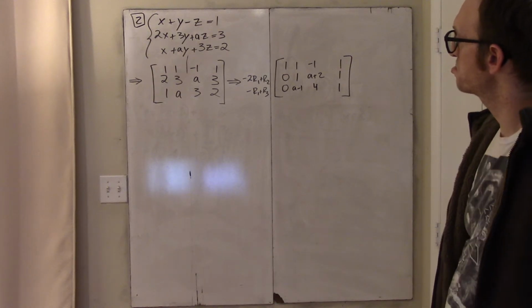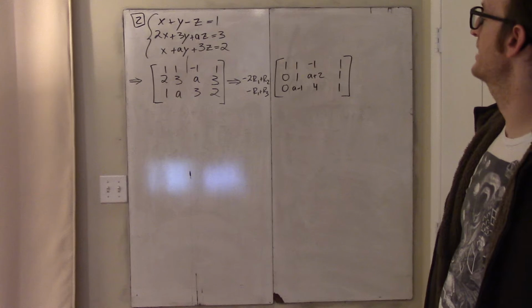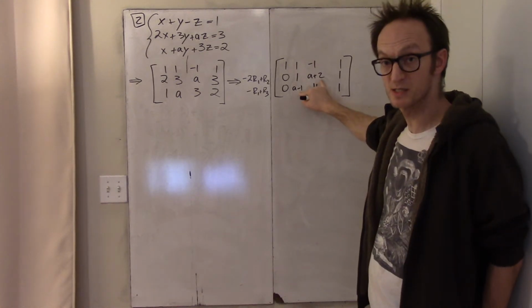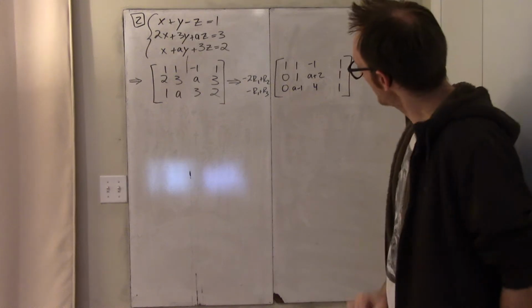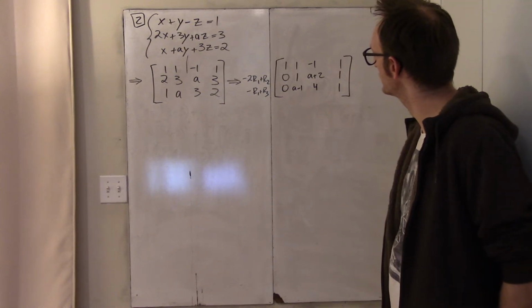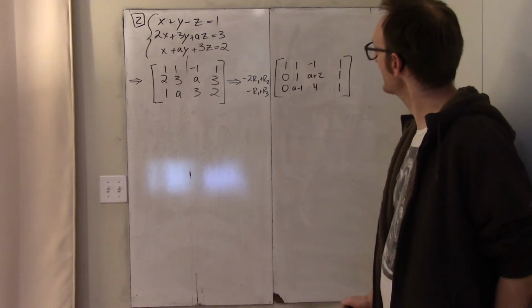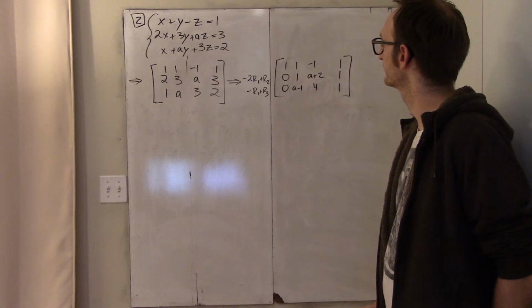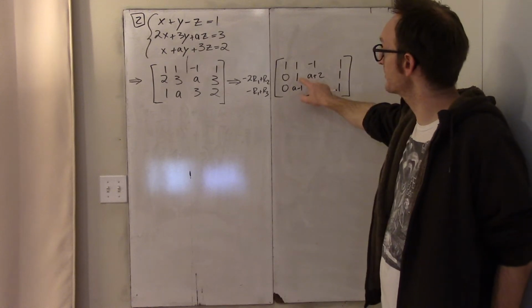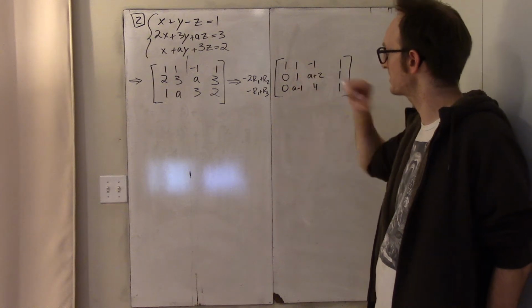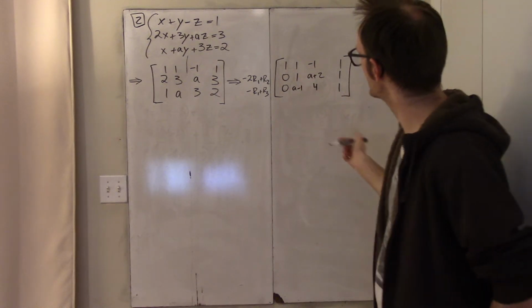Well, so far I think I'm okay. I just have to be comfortable with the fact that some of these coefficients are in terms of A, but okay, let's not be scared by that. What would we do next? The next thing we would do is we would make this a 1, well it already is, and we would use that 1 to clear some space underneath. Okay, so let's do that now.